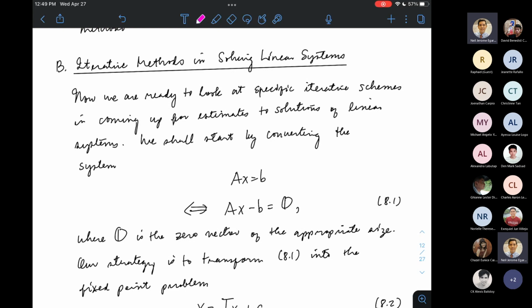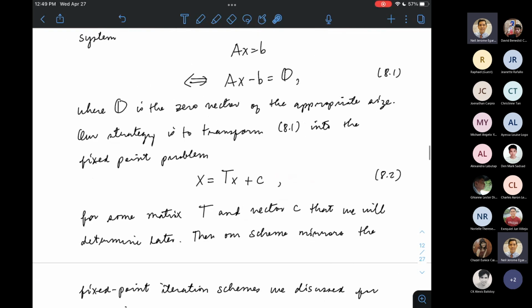So if we are given a system Ax equals b, it is of course equivalent to a root finding problem. So subtract b from both sides, we get this: Ax minus b equals the zero vector. Okay? Now, it is root finding. Find the root x of the linear vector function Ax minus b. Right? Then our strategy is to translate this 8.1 into a fixed point iteration, x equals Tx plus c.